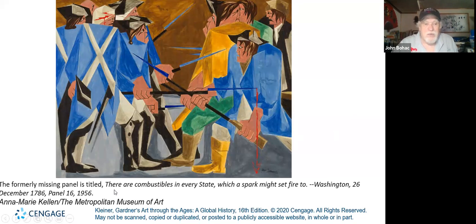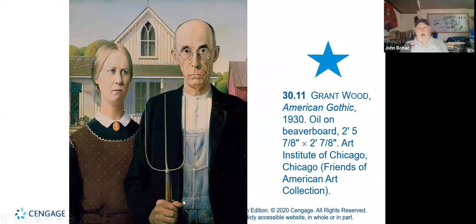It's titled, There Are Combustibles in Every State, Which a Spark Might Set Fire To. Washington, 26 December 1786, panel 16. And it was done in 1956. So this is farmers and soldiers fighting it out. Great African American painter. And so that kind of gets us here.